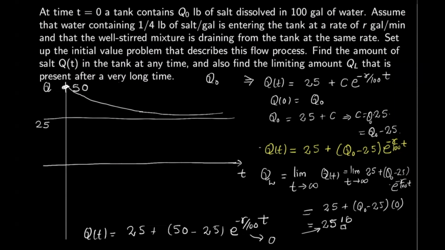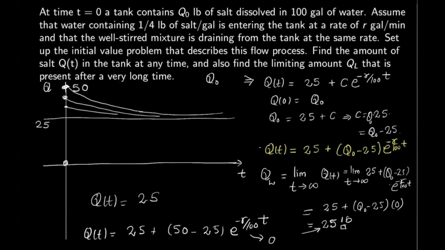And so it really doesn't matter if I start from 50 or from 45, the solution will decrease to 25. Same thing for any amount that is more than 25: the amount of salt in the solution will decrease to 25. Similarly, if I start from 0, if I don't have any salt in the water at first, then it will approach 25.